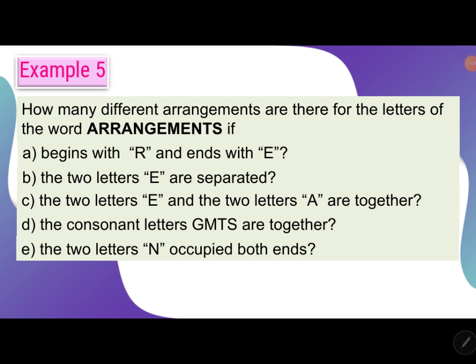Okay, example 5. How many different arrangements are there for the letters of the word ARRANGEMENTS if A, begin with R and end with E? B, the 2 letters E are separated. C, the 2 letters E and the 2 letters A are together. D, the consonant letters G, M, T, S are together. E, the 2 letters N occupy both ends.